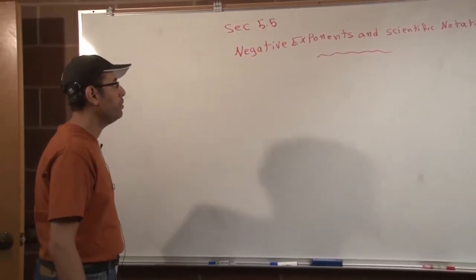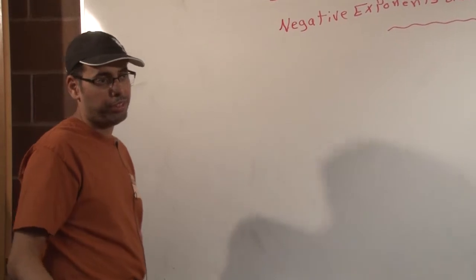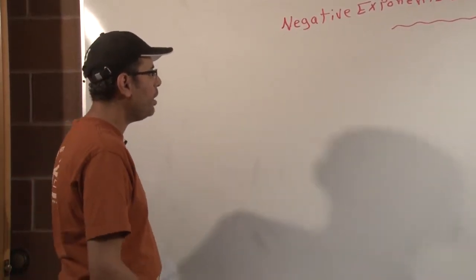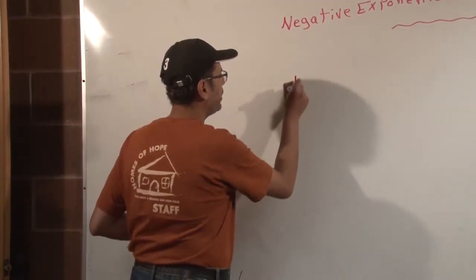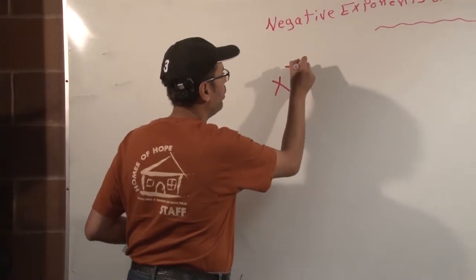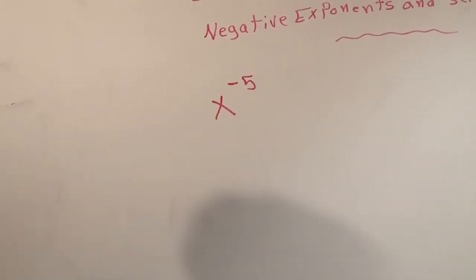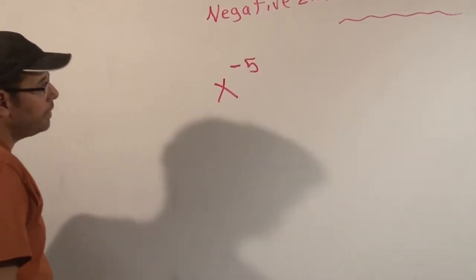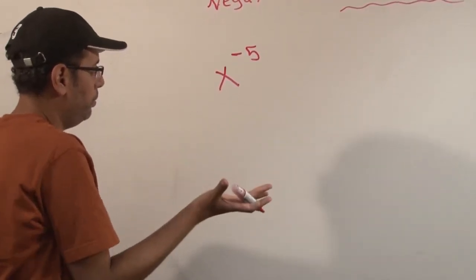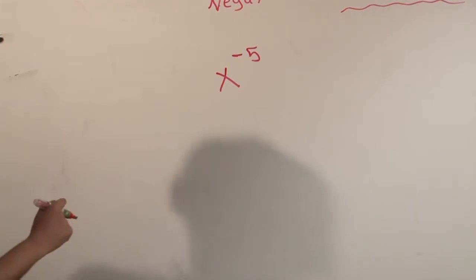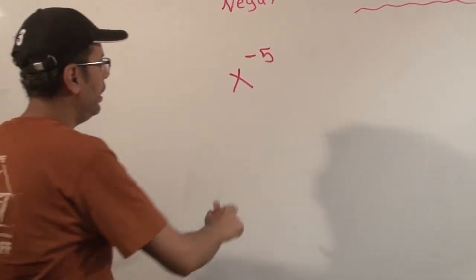We have studied before about positive exponents. So how about that? What if I have x power of negative 5? What am I supposed to do with that? I got stuck with that, so it's something new for me. But hey, how can I get that?